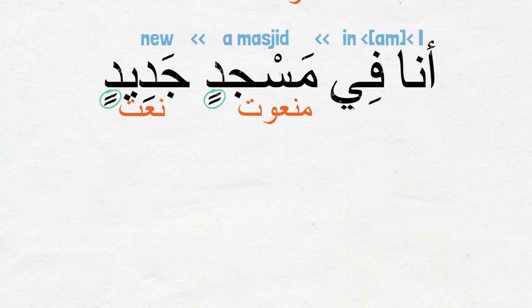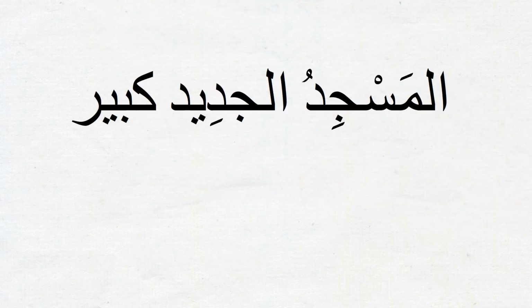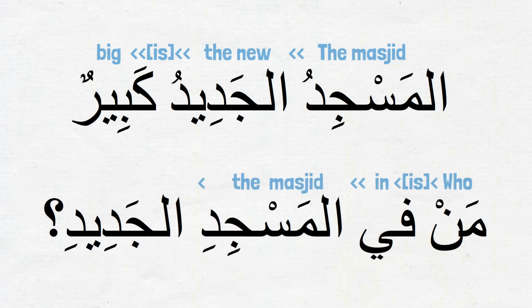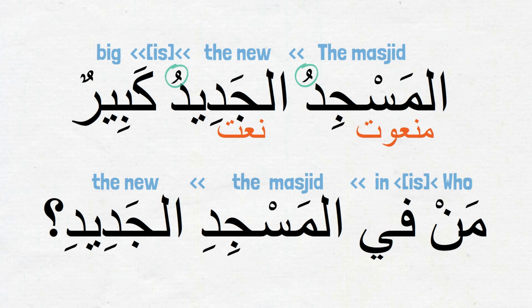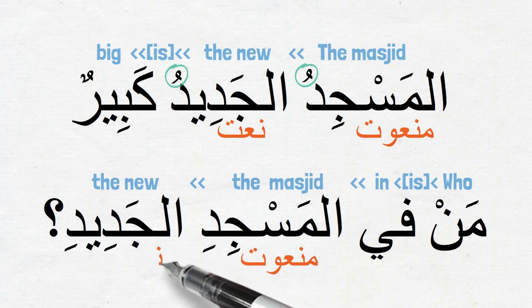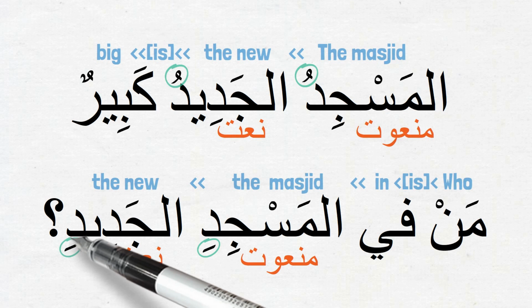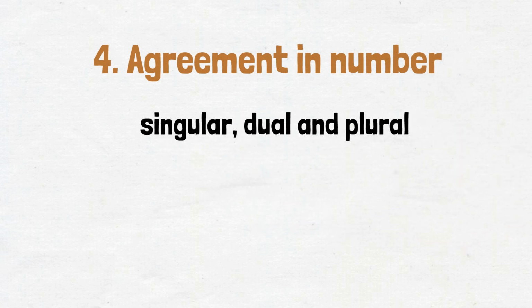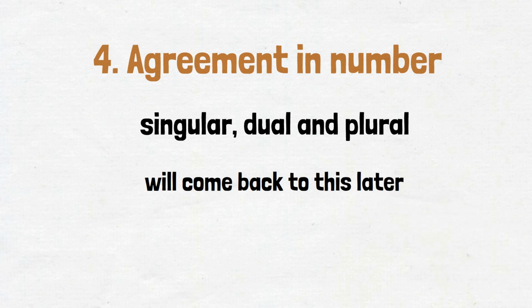Here are a couple of examples with ma'rifah na'at wa man'ut. Al-masjidul jadidu kabirun. The new masjid is big. Man fil masjidil jadidi. Who is in the new masjid? In the first sentence, the man'ut and the na'at al-masjidu and al-jadidu are both marfu'. In the second sentence, al-masjidi and al-jadidi are both majroor. Finally, the na'at and man'ut also agree in number like singular, dual, and plural. We will get back to this last rule when we cover the plurals and duals in the future lessons, insha'Allah.